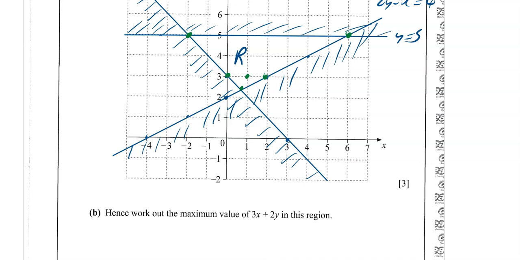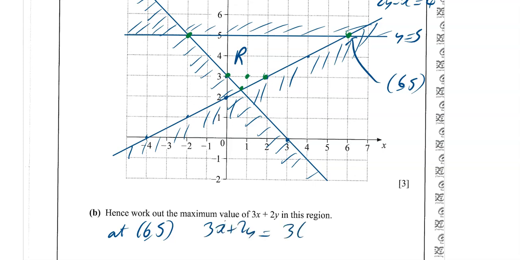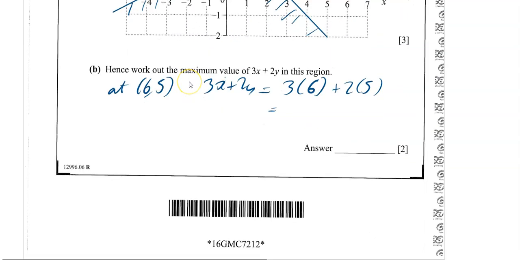So we're testing this coordinate here, which was 6, 5. So at 6, 5, 3x plus 2y is going to be equal to 3 times my x value, which is 6, plus 2 times my y value, which is 5. 3 times 6 is going to be 18. 2 times 5 is going to be 10, which is going to be 28.